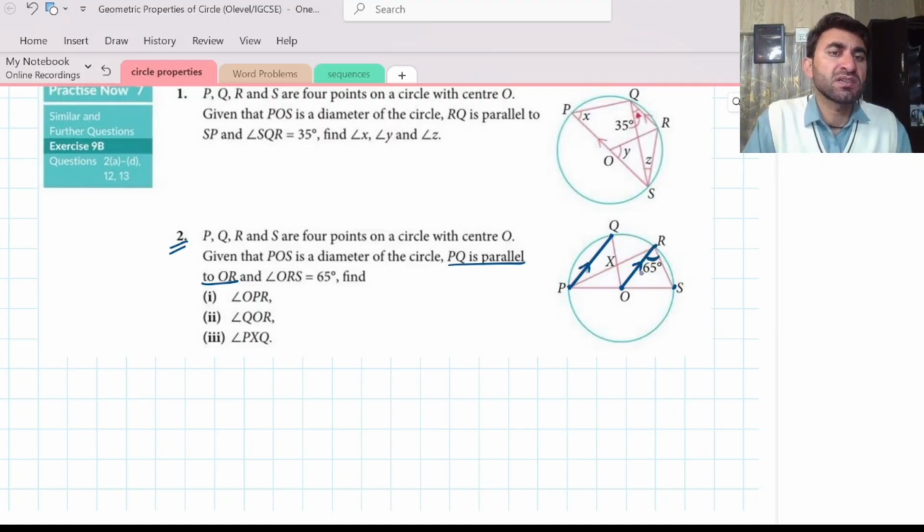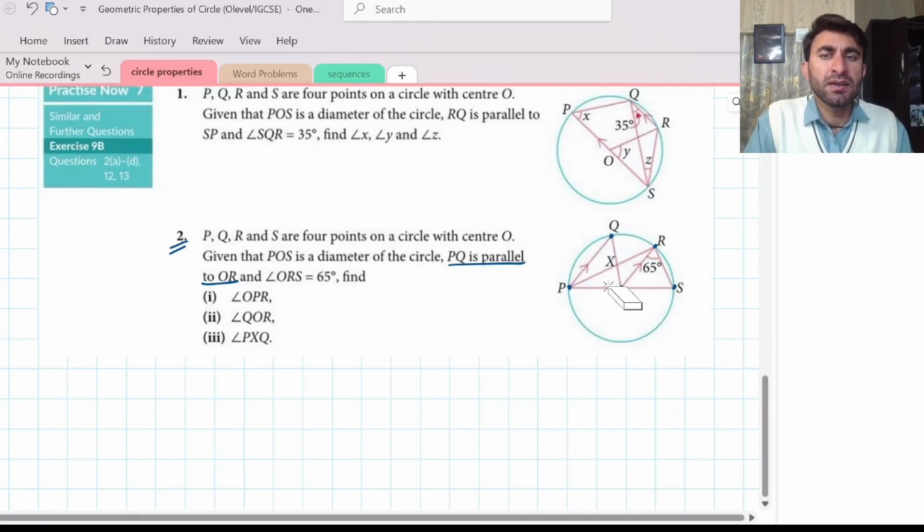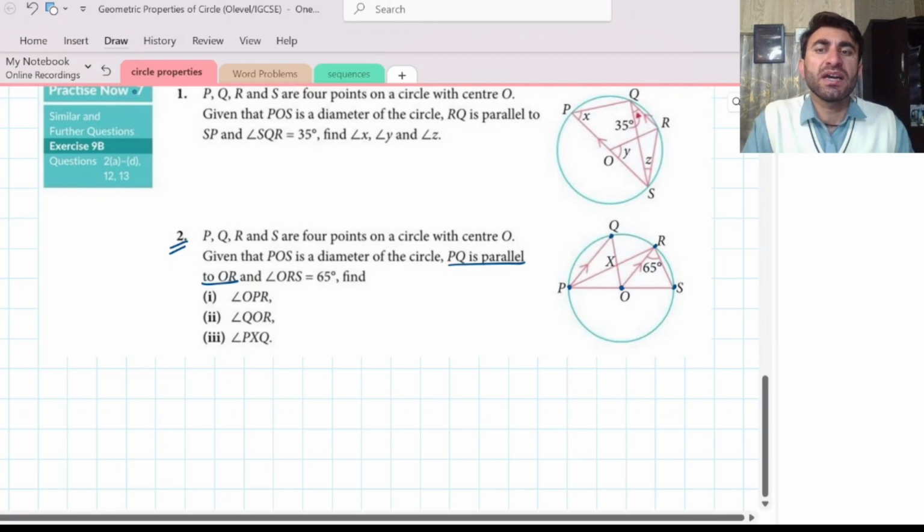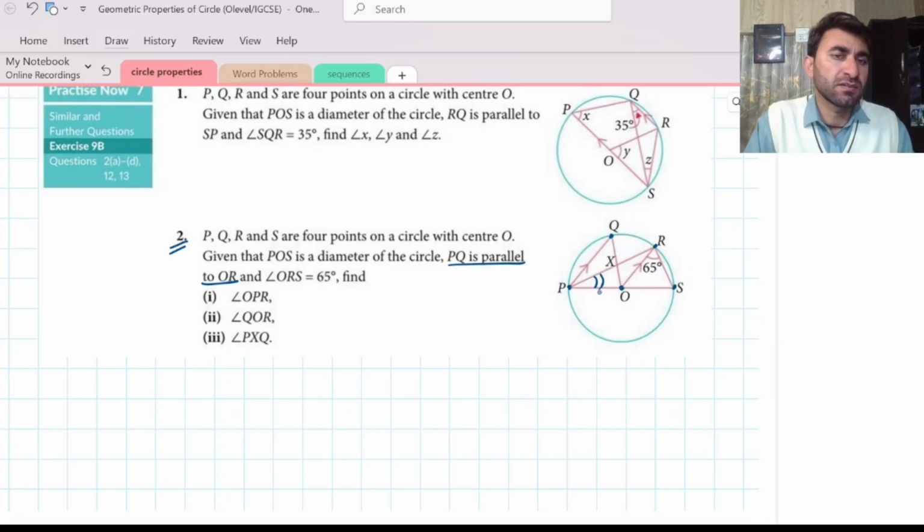It is also mentioned in the diagram, and we are to figure out three angles: angle OPR, angle QOR, and angle PXQ. First, let us talk about the angle OPR. And angle OPR, if we can locate it, lies over here.